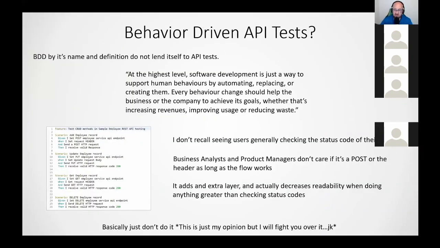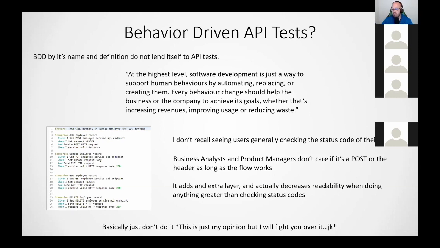Whenever I was looking around, trying to get some ideas for my talk, I saw a lot of behavior-driven API tests, right? So Cucumber, Gherkin styling. Should you use it for API tests? Obviously, if it's mandated by your company, there's not much you can do there. But as far as I'm concerned, BDD by its name and definition does not lend itself to API tests.